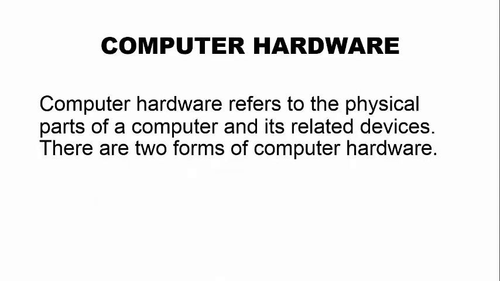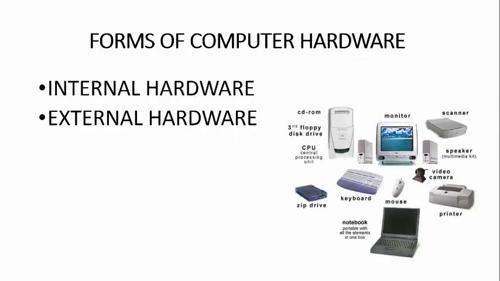Now, computer hardware refers to the physical part of the computer and its related devices. There are two forms of computer hardware. One, we have the internal hardware, and two, the external hardware. Examples of both forms of computer hardware are shown in the picture, as you can see. Now let's take each form and explain.